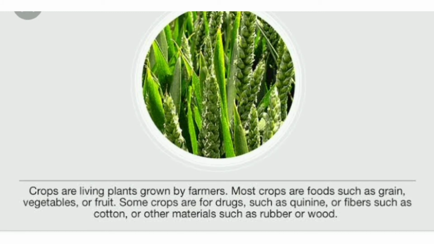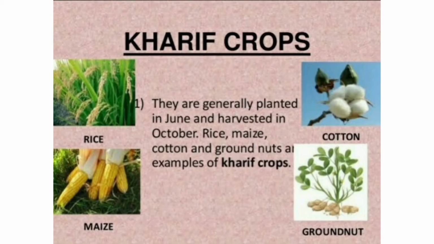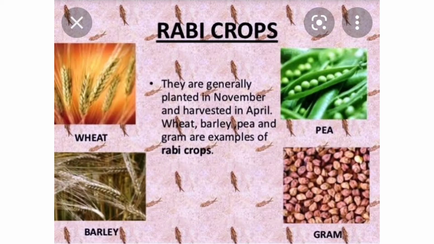Next topic is crops. Dear students, we have seen farmers grow different kinds of crops in different seasons. The kind of crop grown in a particular place depends upon the type of soil, the availability of water and the climate of the place. So these crops are classified into two types, kharif crops and rabi crops.